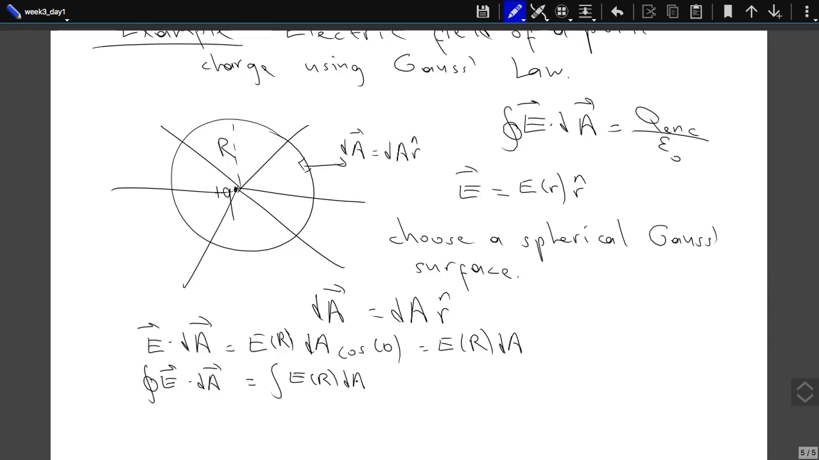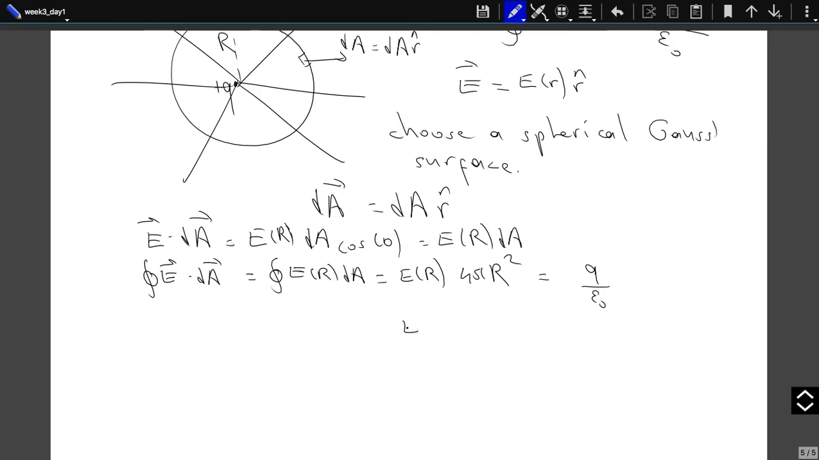Over this closed surface, E of R, I can just take it out. And the sum of the areas just gives me 4 pi r squared. And the total charge inside my closed surface is just q over epsilon 0. So we have the magnitude of the electric field is 1 over 4 pi epsilon 0, q over r squared.